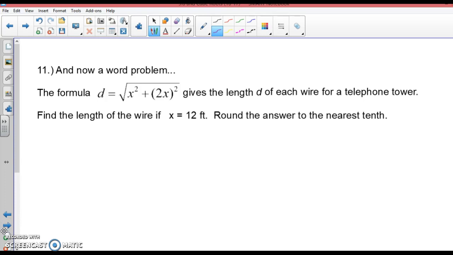Okay, the formula, D equals the square root of x squared plus 2x quantity squared. It gives you the length D of each wire for a telephone tower. Find the length of wire if x equals 12 feet.